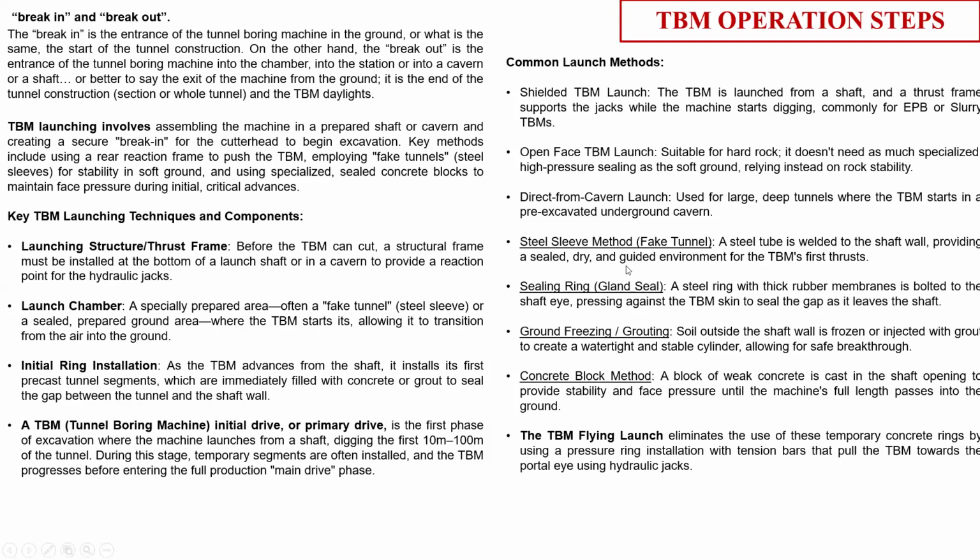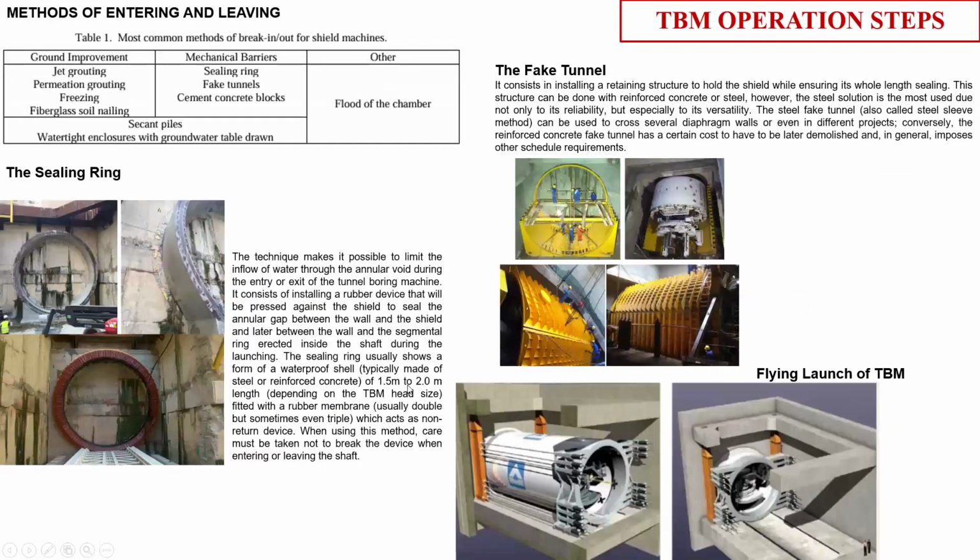Now there are other parts also in the launching shaft. One is called the sealing ring. The sealing ring is basically a rubber gasket type of structure. It is a watertight structure. This is the TBM face, the eye of the shaft. Basically, this is the part where the TBM is breaking through and moving inside the ground.